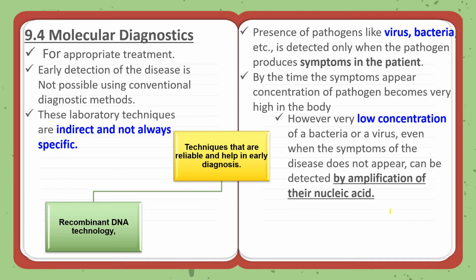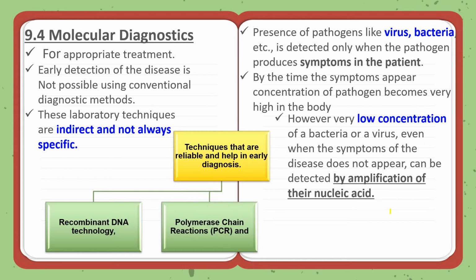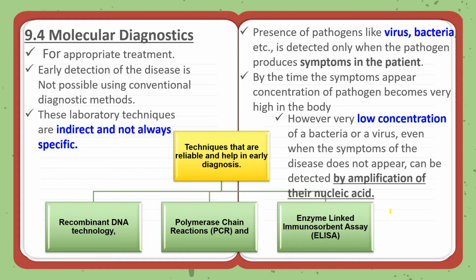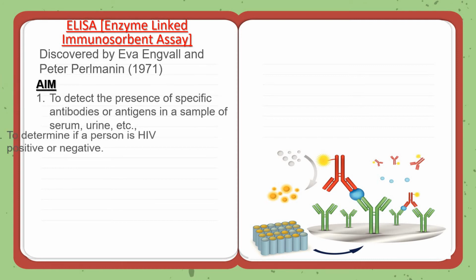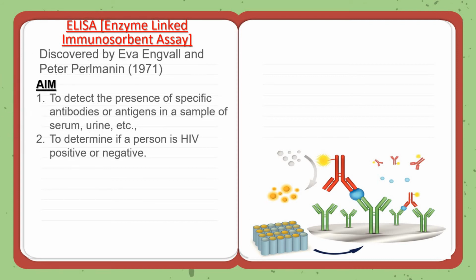The techniques that are reliable and help in early diagnostics are recombinant DNA technology, polymerase chain reaction, and enzyme-linked immunosorbent assay. The first one is rDNA technology, the second one is PCR, and the third one is ELISA. These are the three techniques we are going to study in this concept. First one is enzyme-linked immunosorbent assay. This was discovered by Eva Engvall and Peter Perlmann in the year 1971.